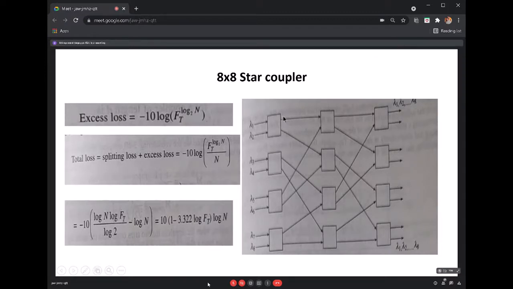So here you can see this is lambda 1, lambda 2. So this one will be multiplexed with this one, like this. So it is combined here.